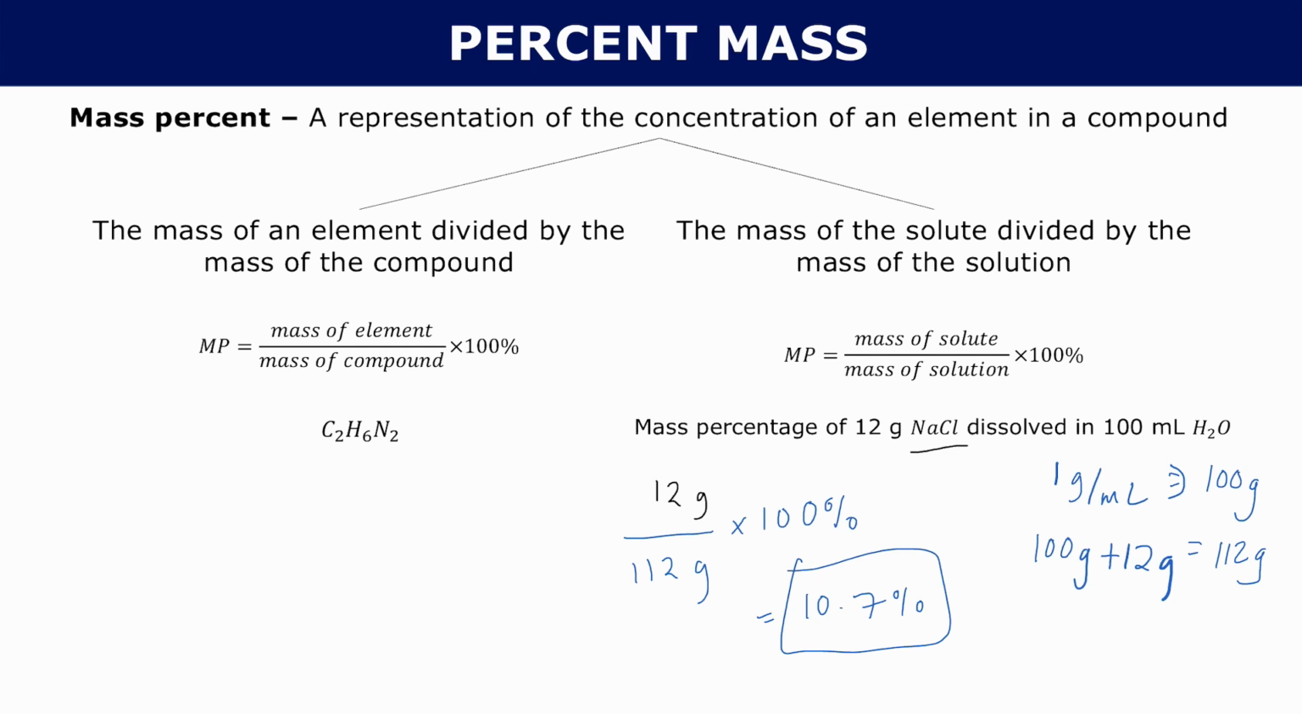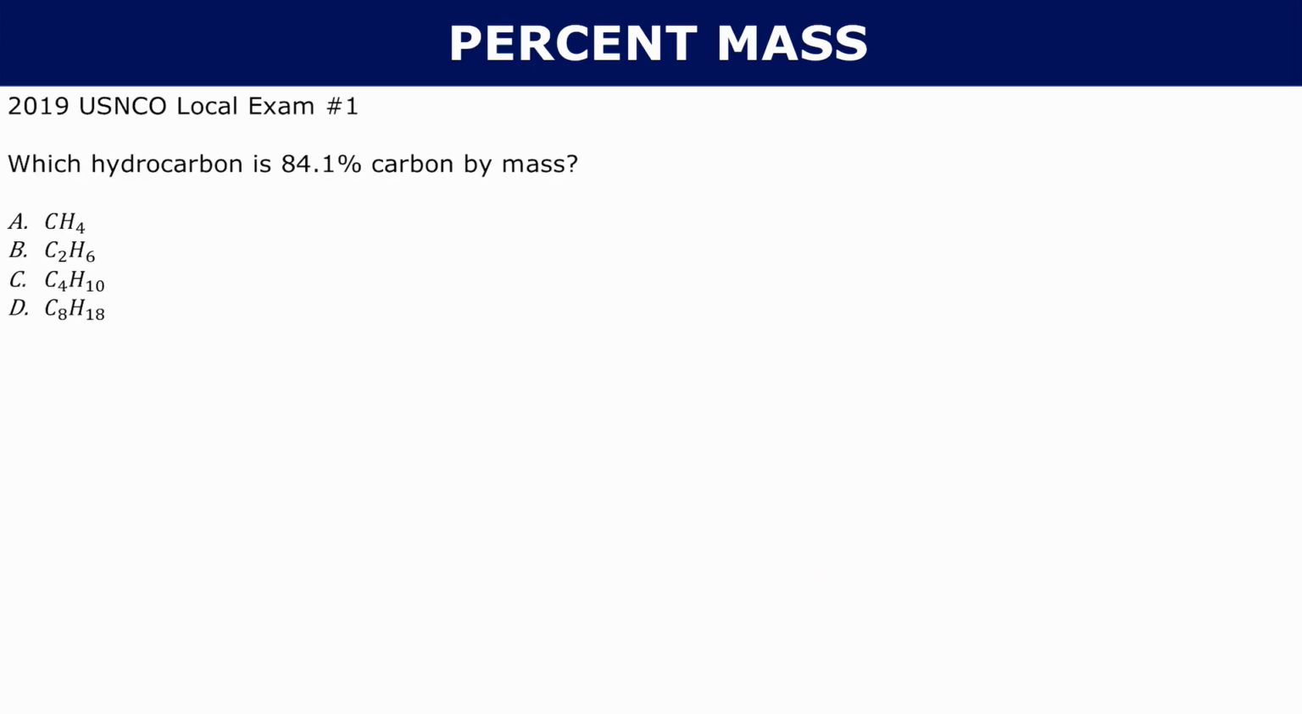As far as questions that use mass percentages, there are generally 2 different types. The first one is a bit more straightforward. We're asked which hydrocarbon is 84.1% carbon by mass, and we're given 4 options. So for all of these, we're going to need to find out what mass percent is carbon. So let's start with CH4, methane.